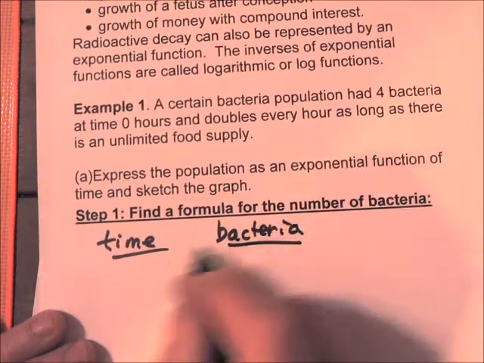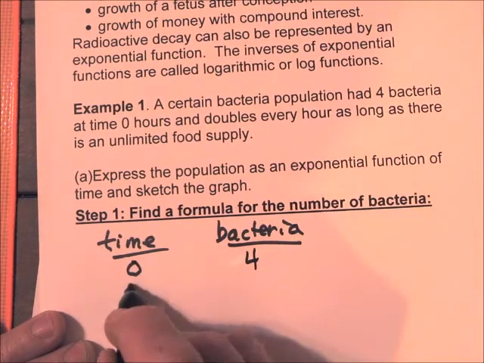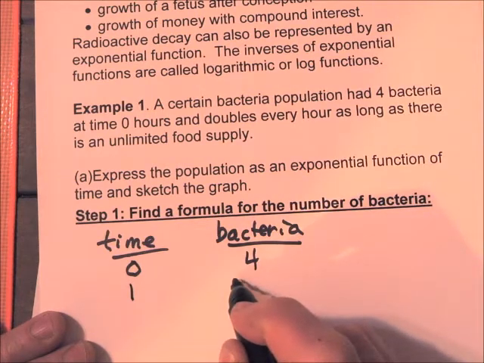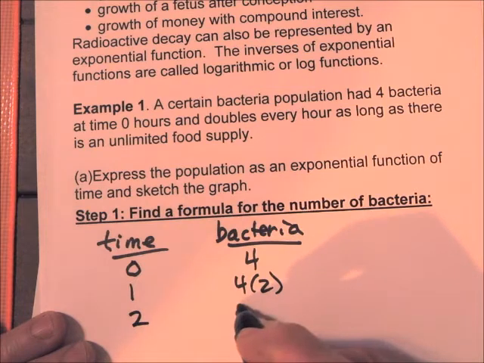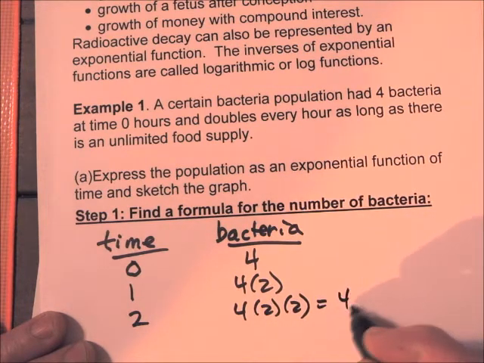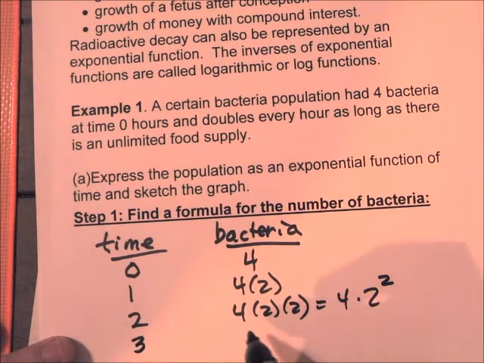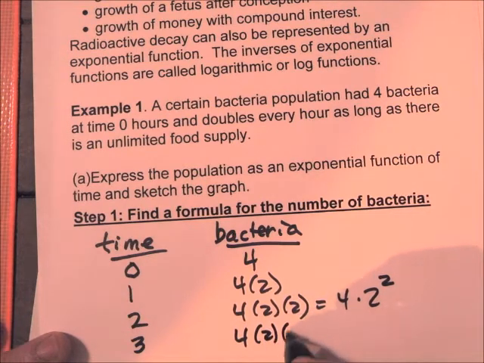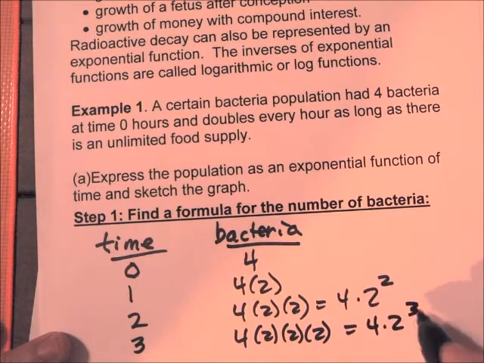And at time 0, there's 4 bacteria. After 1 hour, the number of bacteria doubles, so it's 4 times 2. After 2 hours, it doubles again, so we have 4 times 2 times 2, which we can write as 4 times 2 to the second power. After 3 hours, it doubles again, so the number of bacteria is 4 times 2 times 2 times 2, which we can write as 4 times 2 to the third power.